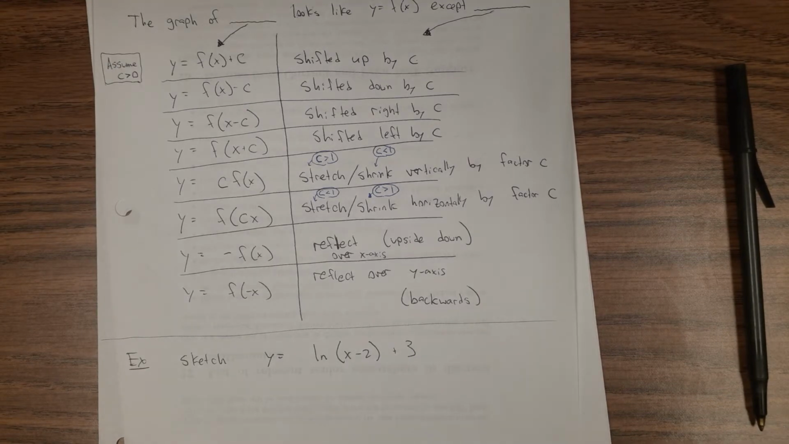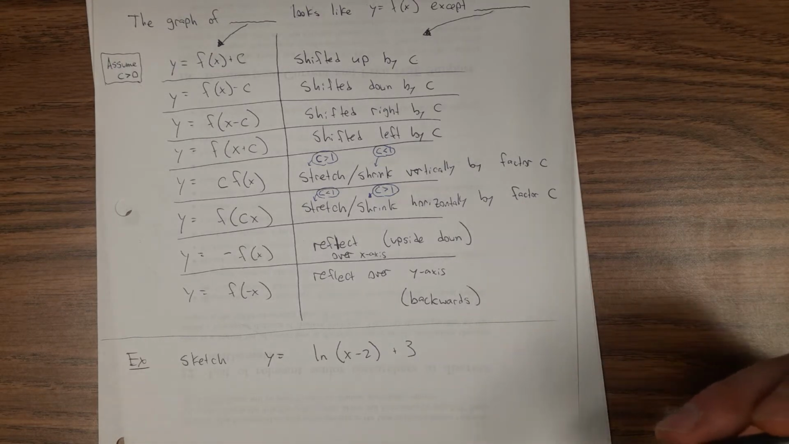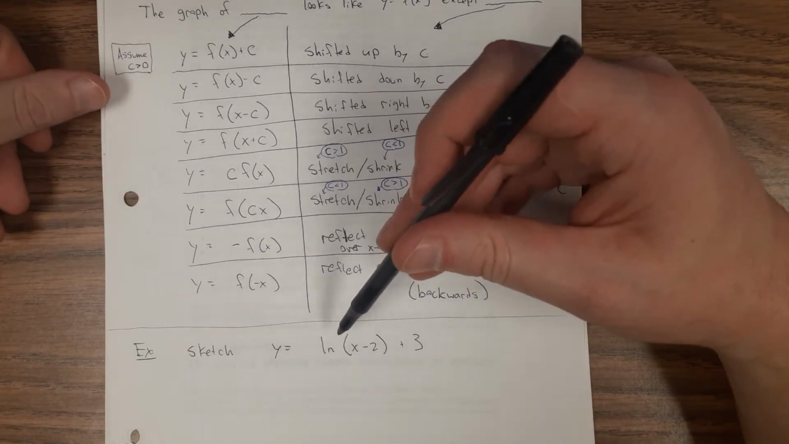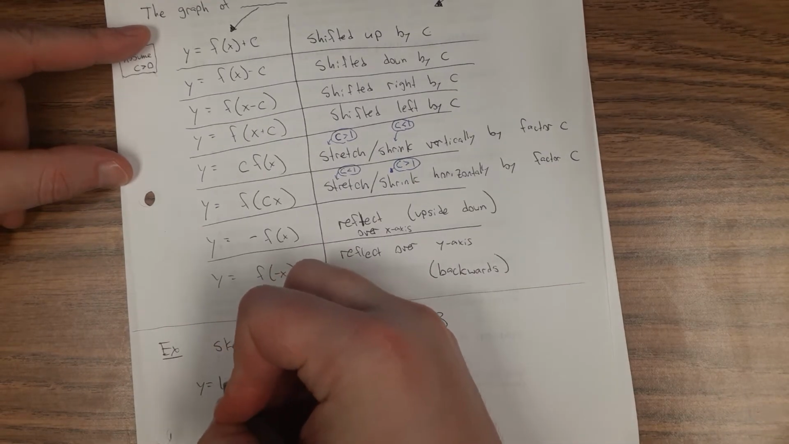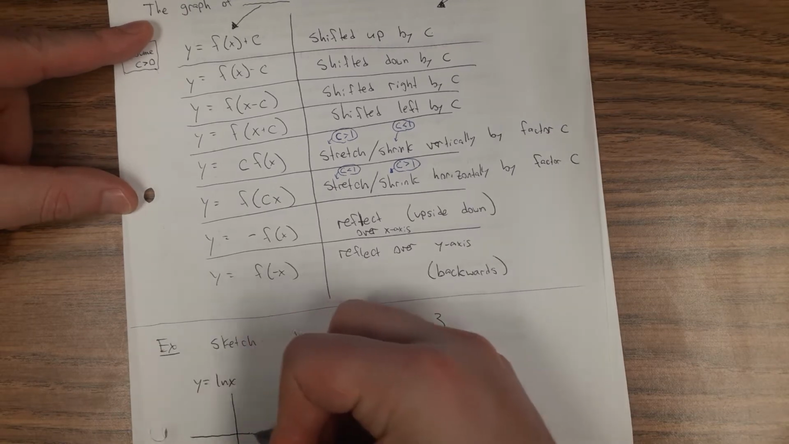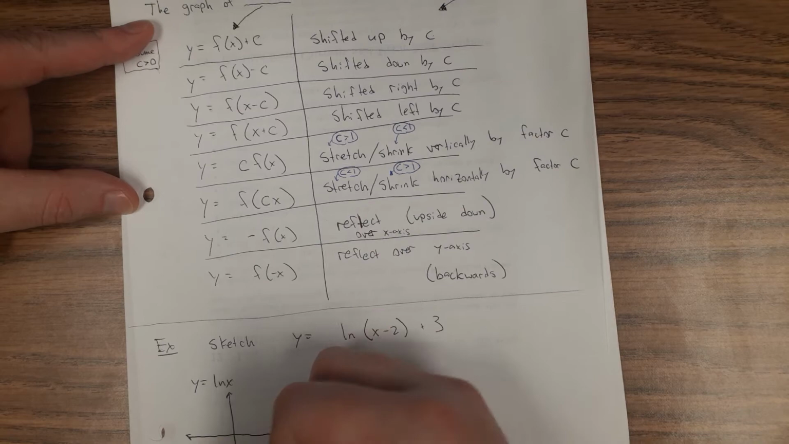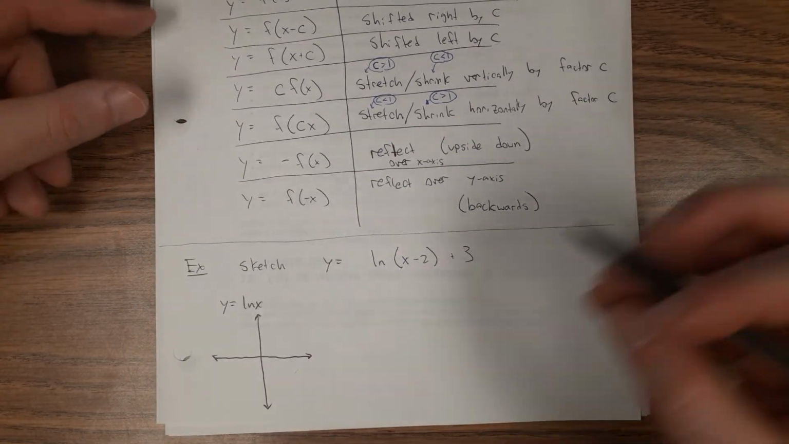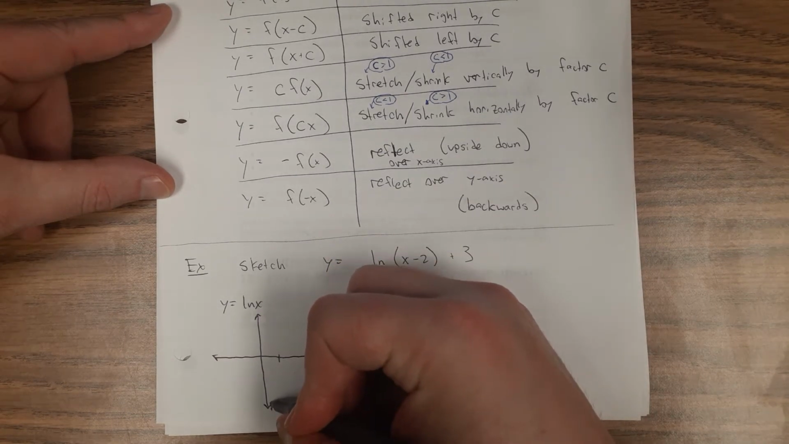Okay, so let's do an example where I sketch a graph of something. And this is like I was describing. I'm going to take a basic function that I know the graph of. And when we say sketch, I just mean draw a basic picture. I'm not going for a huge amount of detail here.